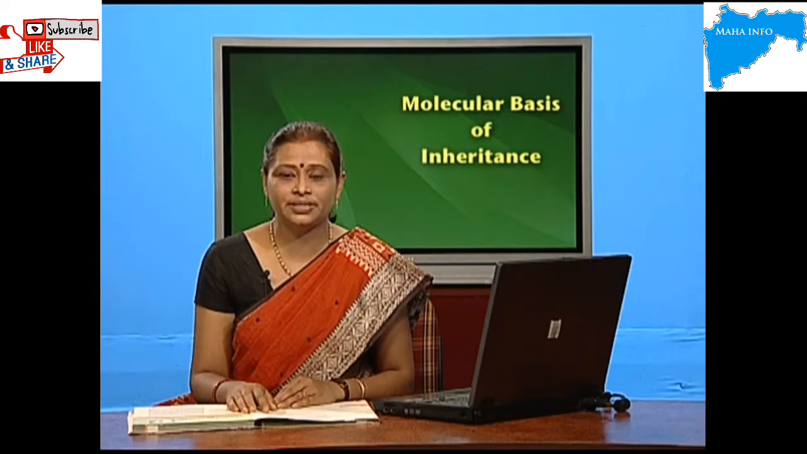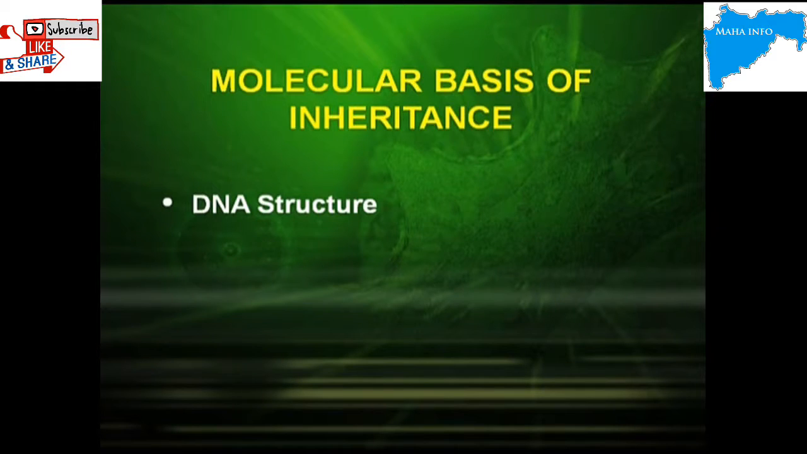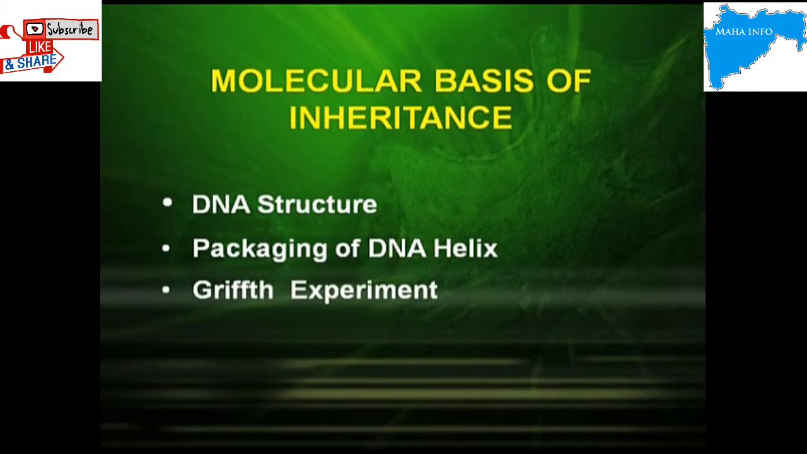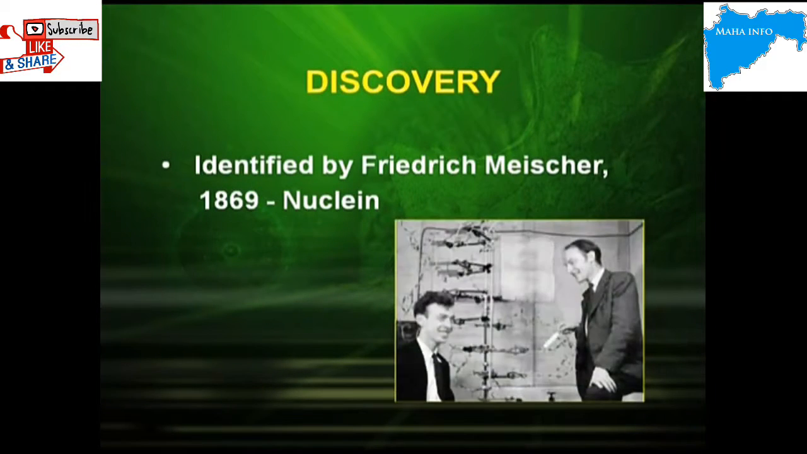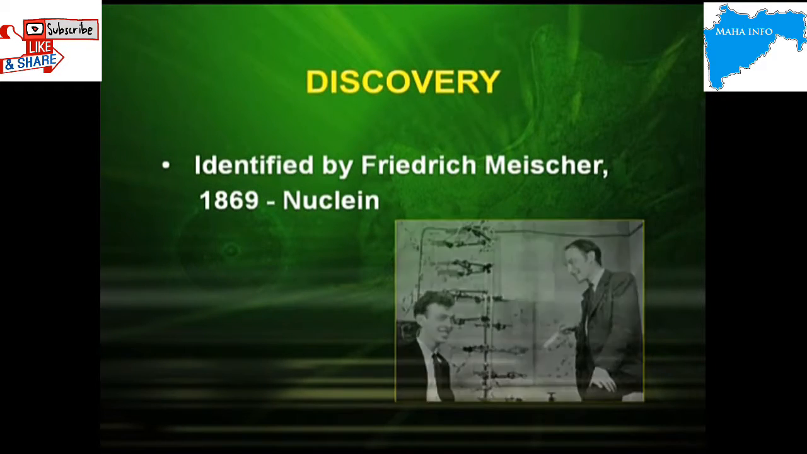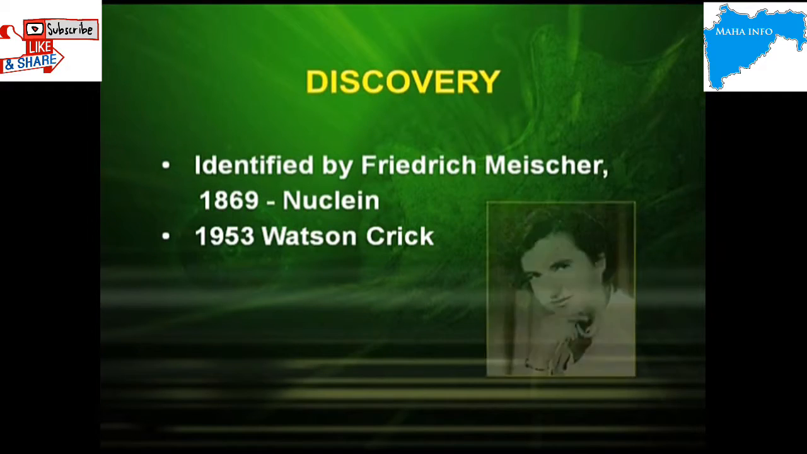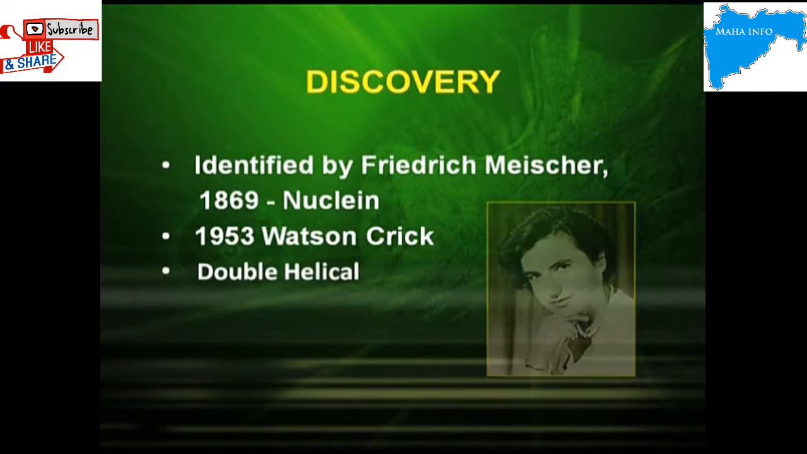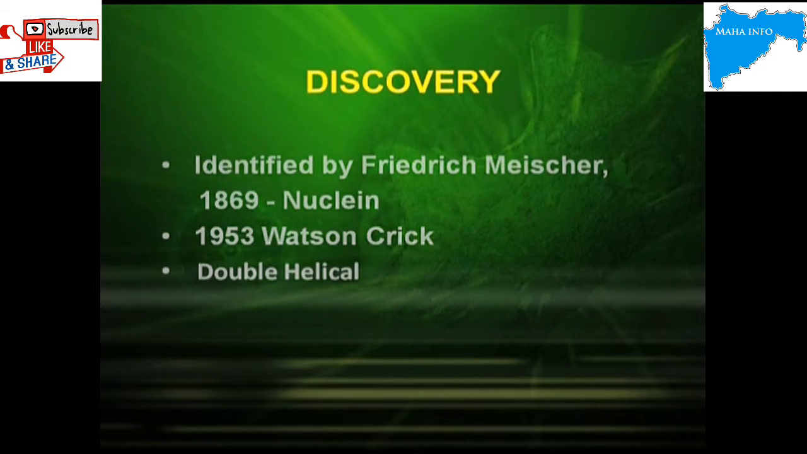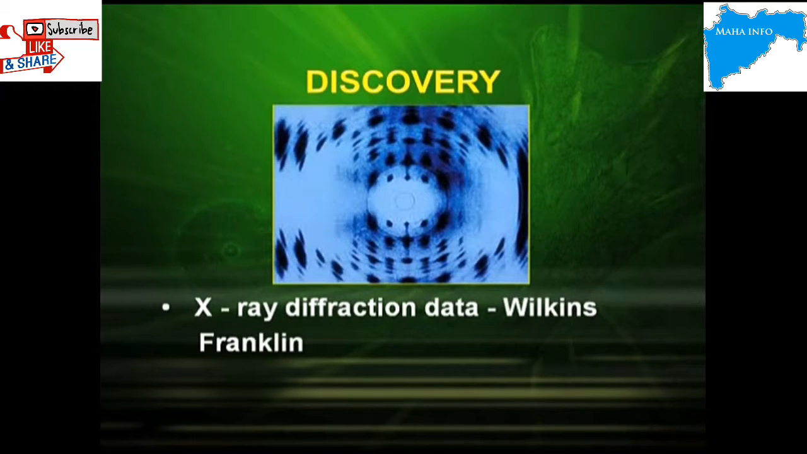The topics that we are going to discuss today are DNA structure, packaging of the DNA helix, the Griffith experiment, and the Hershey and Chase experiment. Now, let us first see how DNA was discovered. Initially, it was identified by Friedrich Miescher in 1869 and he called it nuclein. In 1953, Watson and Crick discovered the double helical structure of DNA with the help of a technique called X-ray diffraction data, which was developed by Wilkins and Franklin.